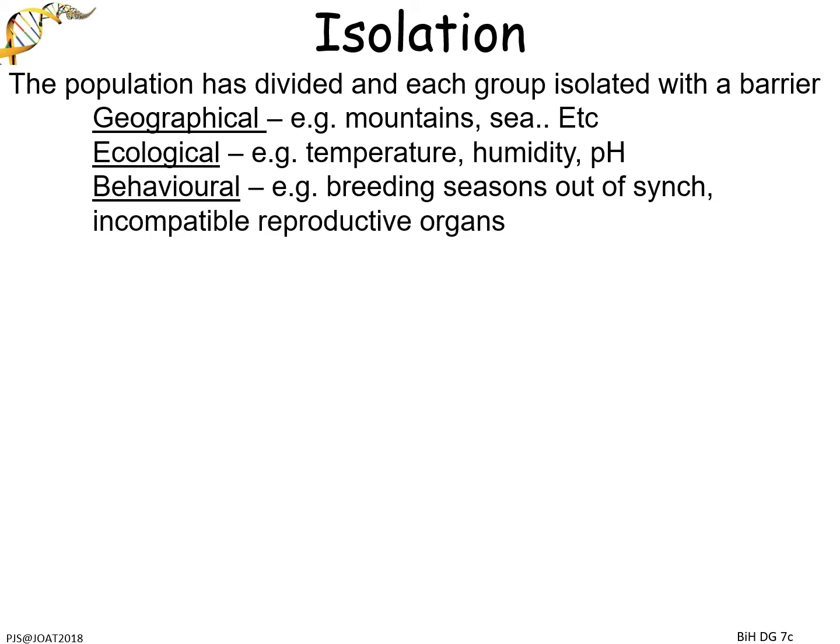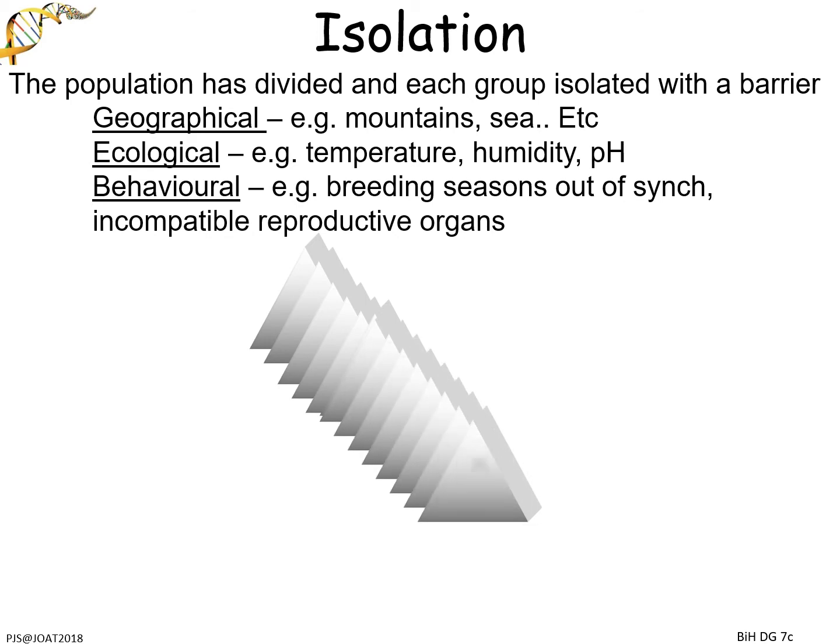Then you need to isolate, and that is exactly the same as you had at Nat 5. You had to separate them out. So this is us isolating with a barrier. Our three types of barrier are geographical, ecological, and behavioural. Here for this population we have a geographical barrier. We're putting up mountains that look suspiciously like a greyish Toblerone.